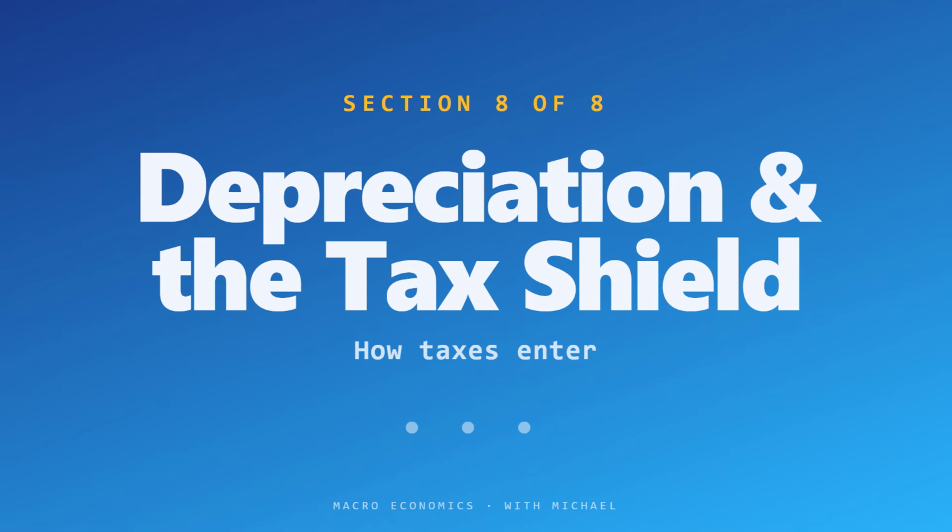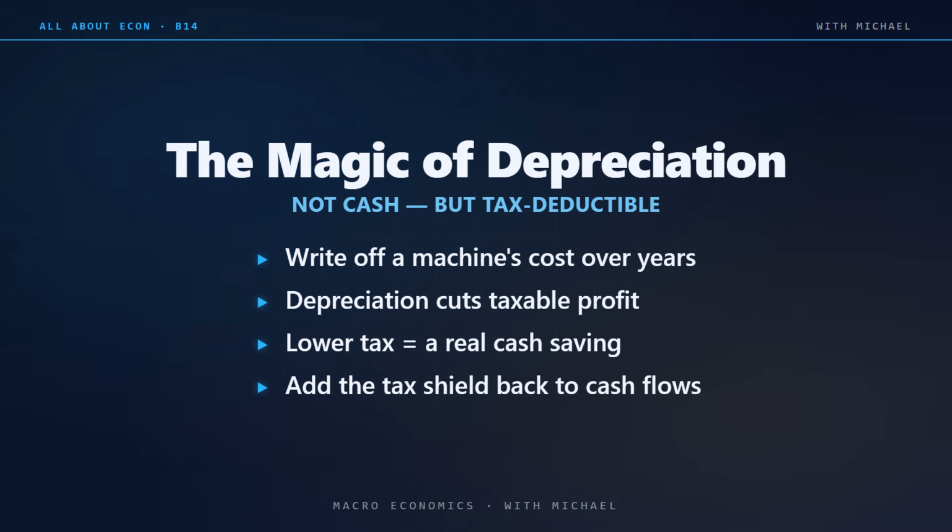Section 8. Depreciation and the tax shield. The final piece is how taxes enter an investment decision through depreciation. When a company buys a machine, it cannot deduct the whole cost at once. Instead, it writes off a portion each year as depreciation. Now, depreciation is not a cash outflow. You do not write a check for it, but it is tax deductible, and that is the magic.